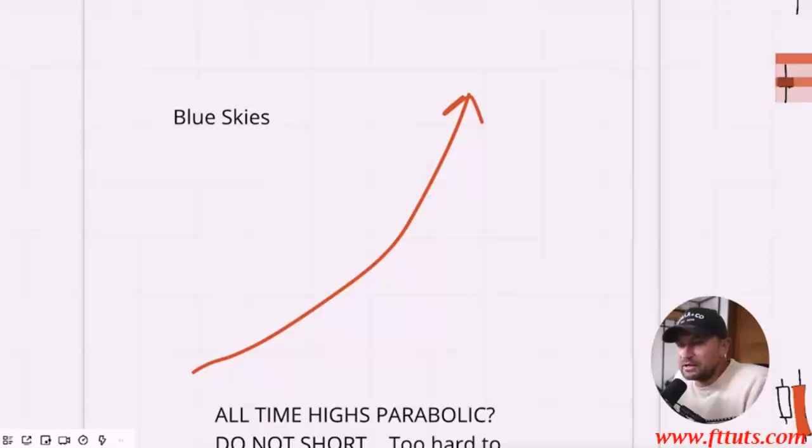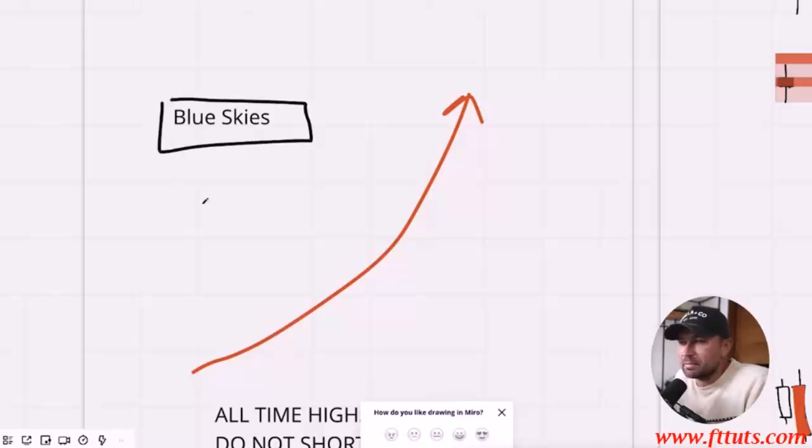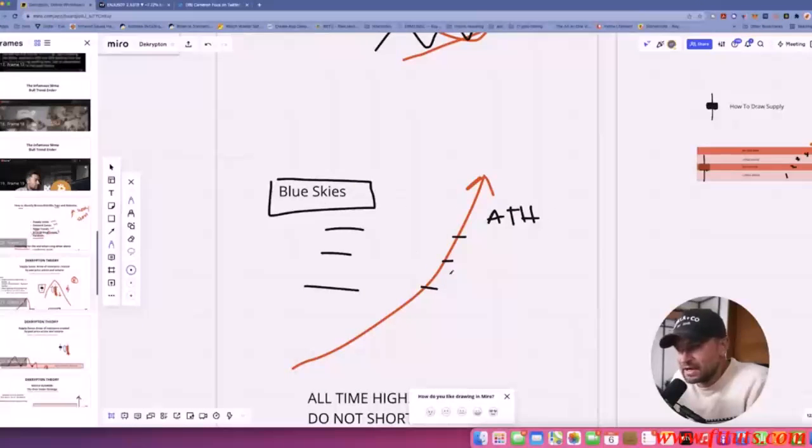Another thing I want you guys to understand is if things are going parabolic and it's blue skies, meaning it's at all-time highs, ATH, this means that what? There's no previous data here. There's no supply zones telling us that, okay, this is the top, this is the top, this is the top. No, because there's no data. This is what we call all-time highs or blue skies ahead.